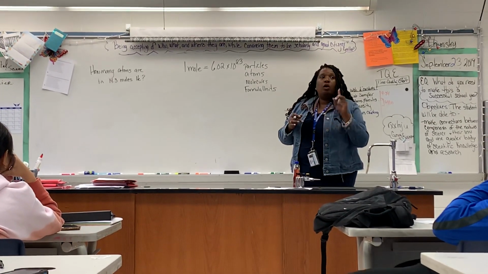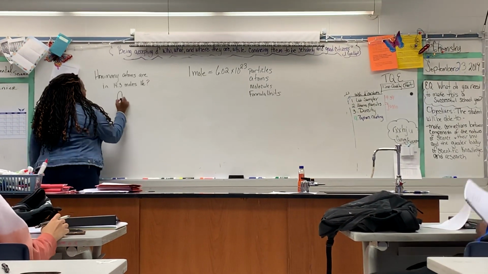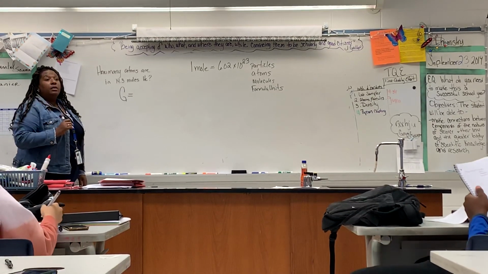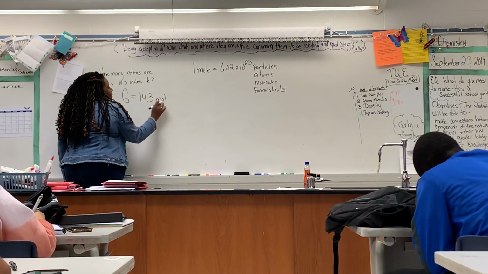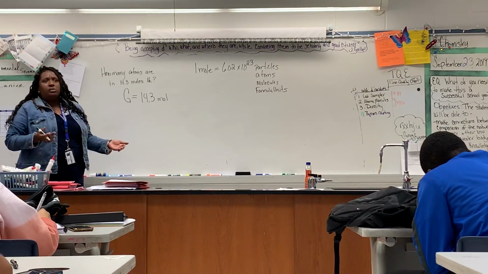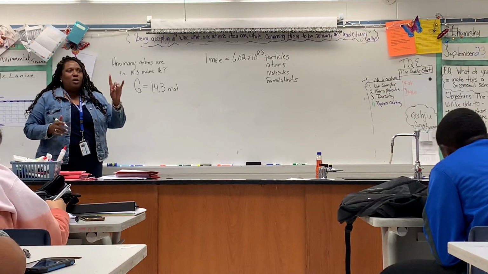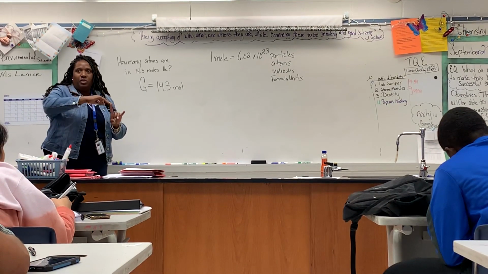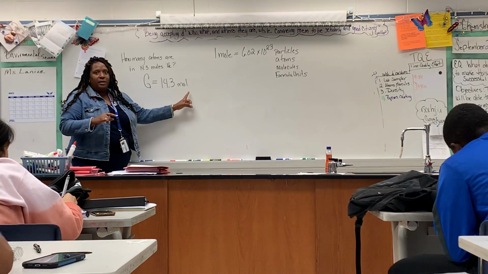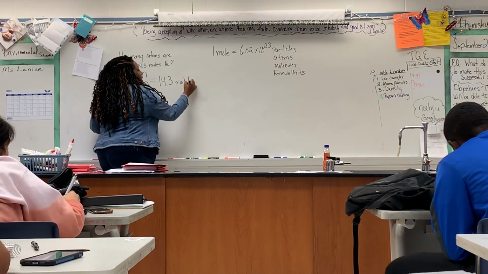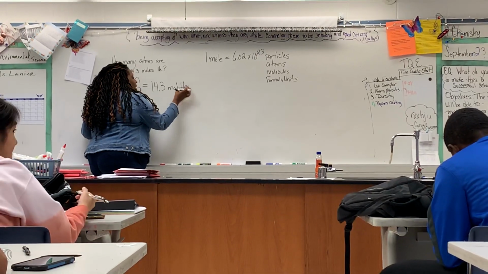First, non-negotiable: write your given and your find. Let's go. Given. What was given? 14.3 moles, and we're going to abbreviate moles M-O-L. Moles of what? Atoms are in moles, so you can't have moles of cows. So 14.3 moles of what? Helium. Non-negotiable. It should look just like this, with the unit and the element or compound, whatever is given.